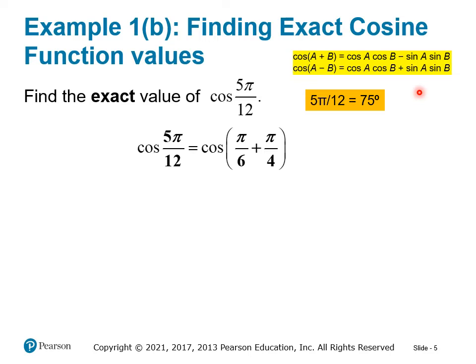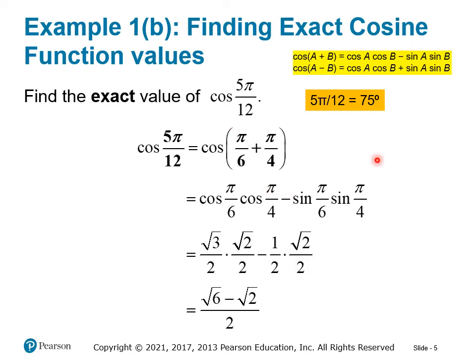Again, it helps me to think in terms of degrees. It's just more of my common knowledge. Again, because we're taking the cosine of a sum of two angles, the formula is cosine cosine minus sine sine, etc. We know these values, we plug them in, and we get the square root of 6 minus the square root of 2 over 2.